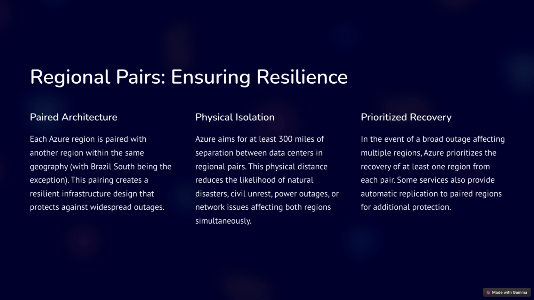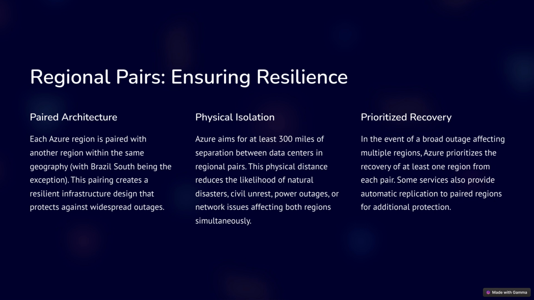And if a major regional outage does occur, Azure prioritizes recovery efforts to bring at least one region in each pair back online, ASAP. They want to get you back up and running as quickly as possible. Plus, and this is pretty cool, many Azure services offer automatic replication of your data to that paired region. It's an extra layer of protection, especially if business continuity is critical for you. Yeah, that automatic replication is a game changer. It can significantly reduce downtime and potential data loss. It's peace of mind, basically.